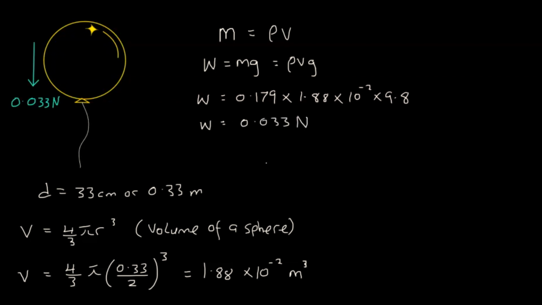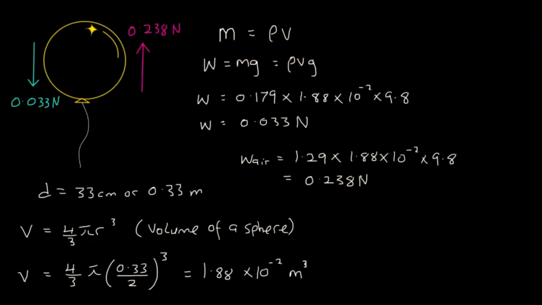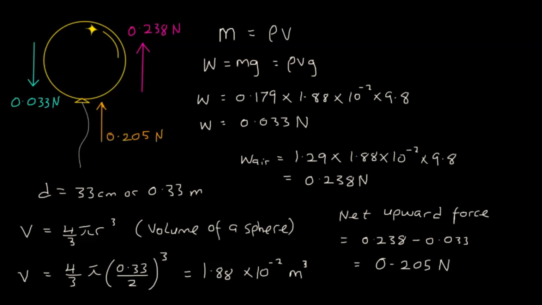The weight of air, which would occupy the same volume, can also be obtained using rho Vg. So the weight of the air would be 1.29, which is its density, multiplied by 1.88 times 10 to the power of minus 2, which is the volume of the helium balloon, times 9.8, which is the acceleration due to gravity. And this gives us 0.238 newtons. And this is the upthrust or buoyant force acting on the balloon. The net upward force acting on the balloon therefore is 0.238 newtons minus 0.033 newtons, which gives us 0.205 newtons.